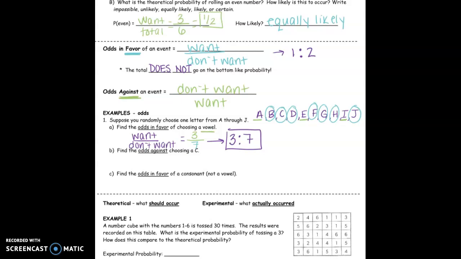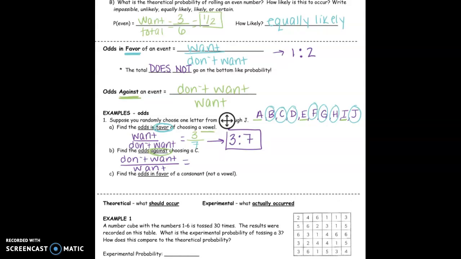So now we want to get the odds again. So we did odds in favor. Now we're doing odds against, choosing a C. So now odds against are what we don't want over what we want. Okay? What I don't want is to get a C. The odds against choosing a C. So what I don't want is anything other than C.